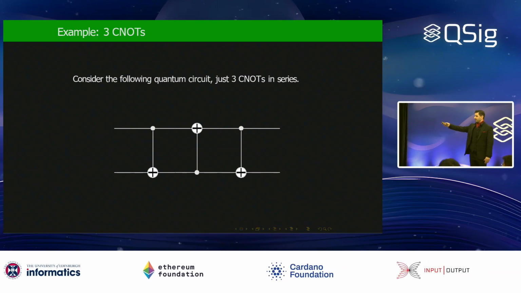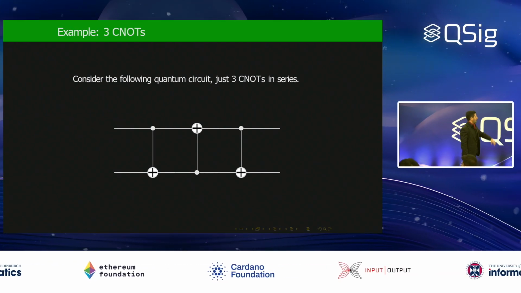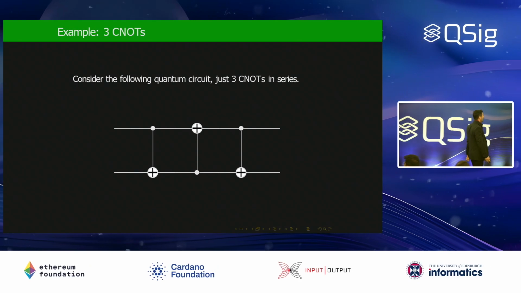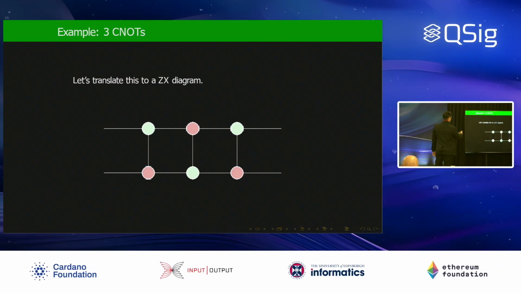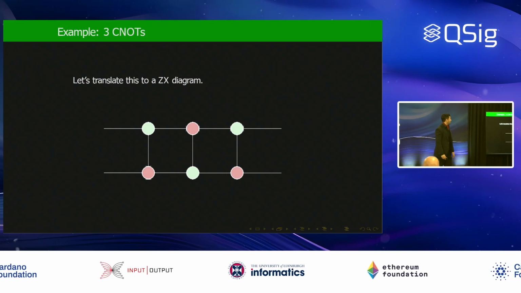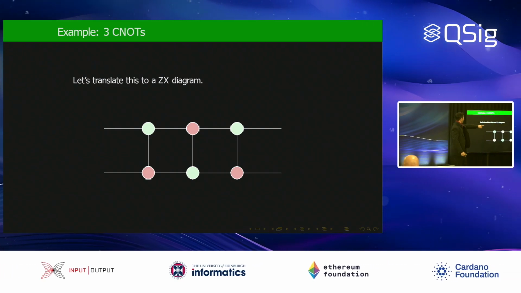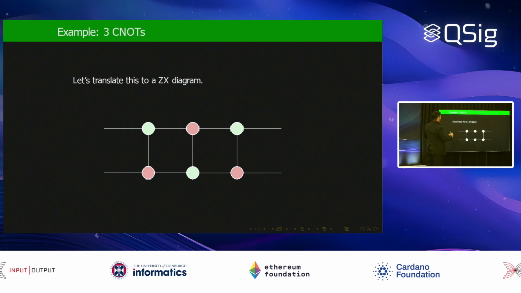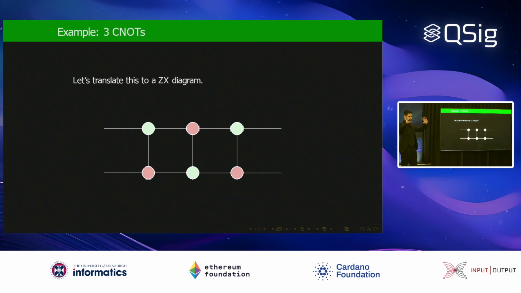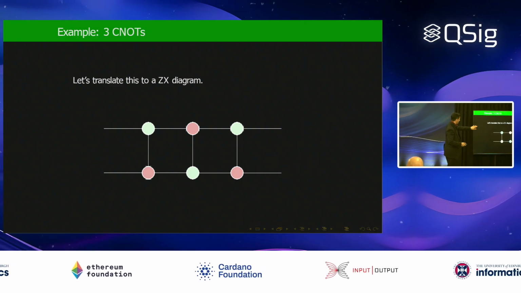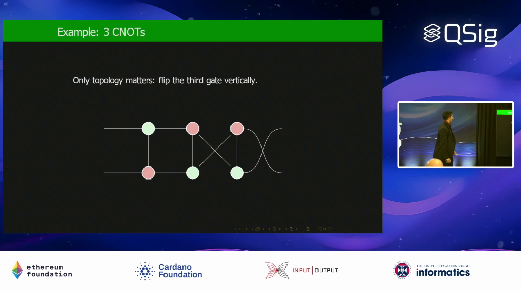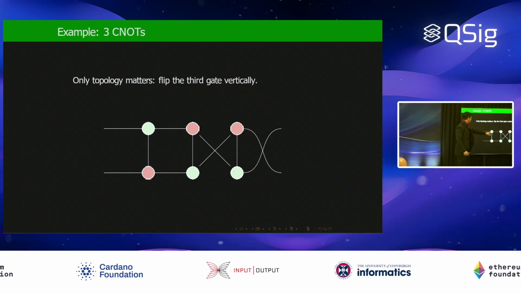These are 3 C-knots connected in series in this way. Let's translate this into a ZX diagram. This is the equivalent ZX diagram. So what can we do with that? Let's flip the last thing. Again, only topology matters in this diagram, so I can flip the last part as long as all the connections are the same. So I get this one here. I just flipped the third one.